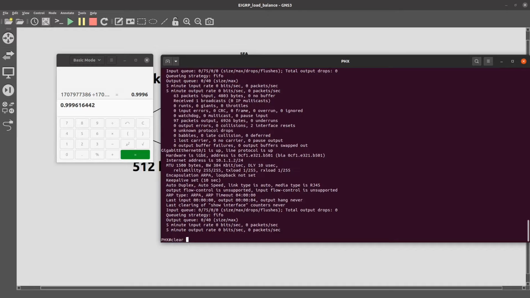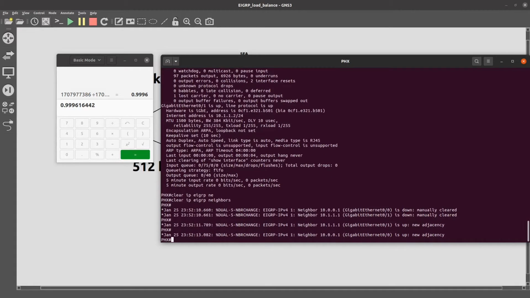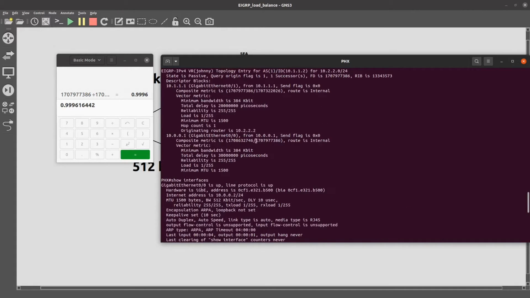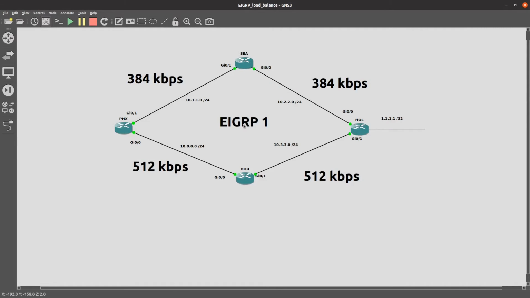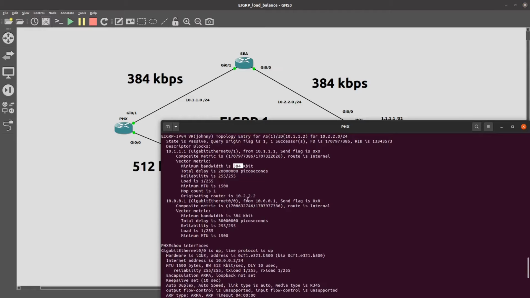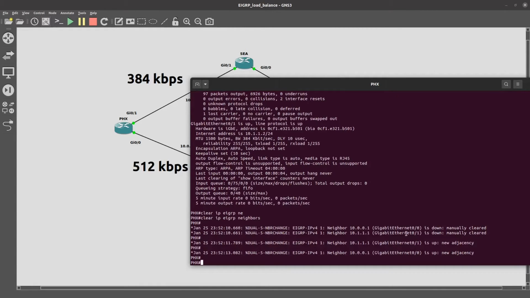Let's do this, guys. Let's clear our neighbors and let's see if we get any changes, because we shouldn't see that, right? What we're looking at here is that from 10.1.1.1, our bandwidth is 384. That makes sense, our minimum bandwidth. But to 10.0.0.1, to the Houston router, our minimum bandwidth should be 512. So let's see if that changed anything.